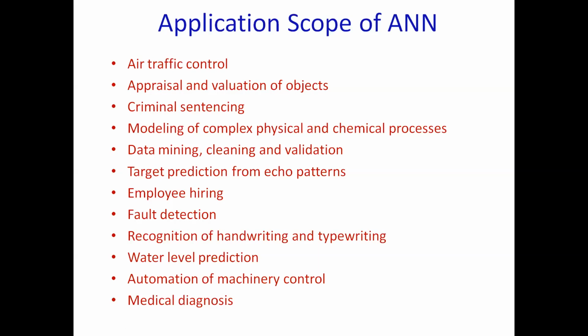Then automation of machinery control. That means machinery control also can be automated, by capturing the actions of experienced machine operators into a neural network. Then medical diagnosis, which is an ideal application, I can say, for neural networks, and this is nowadays in a trend also, you know. So all these are applications from this slide.